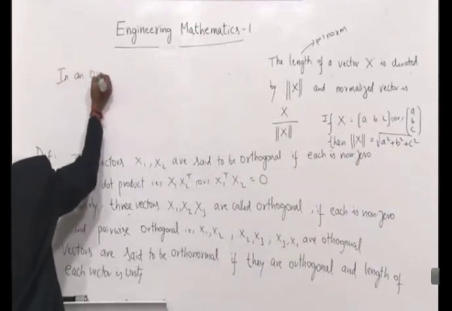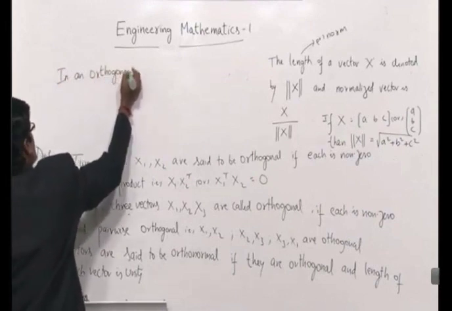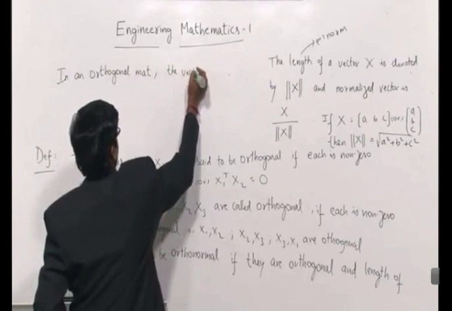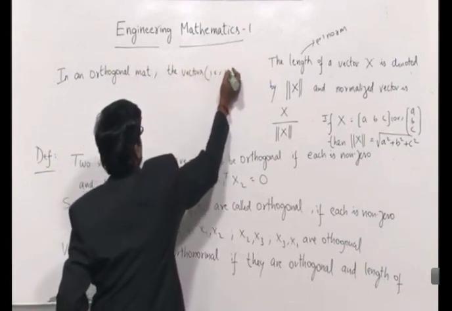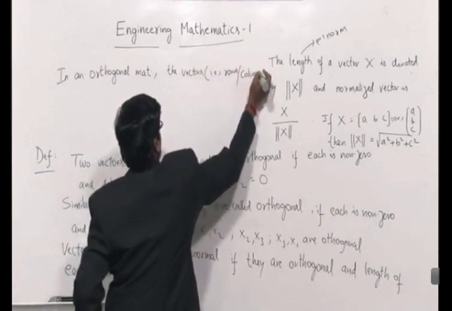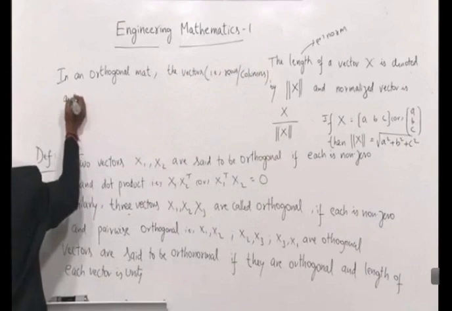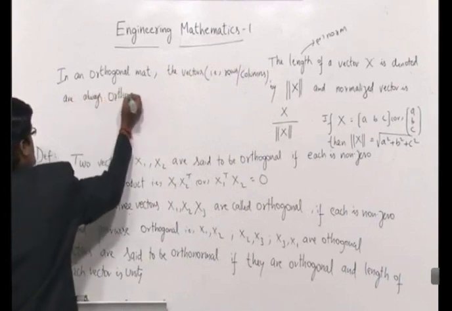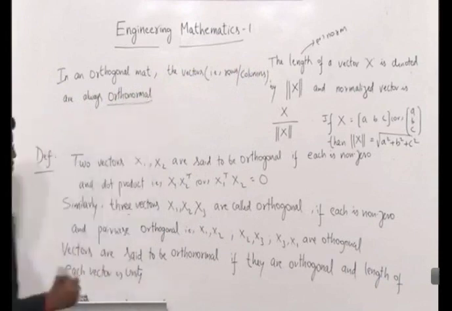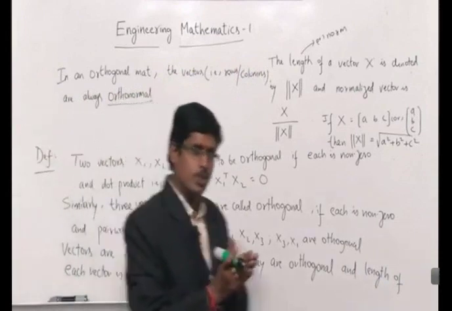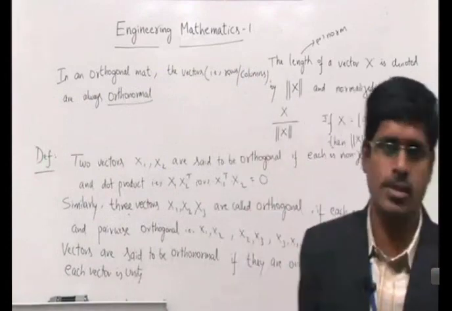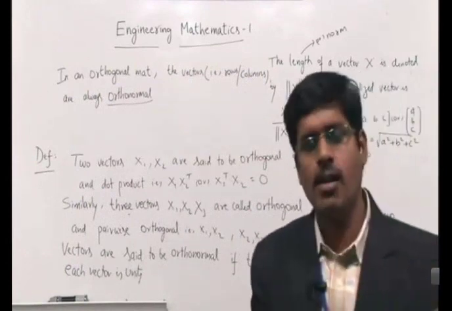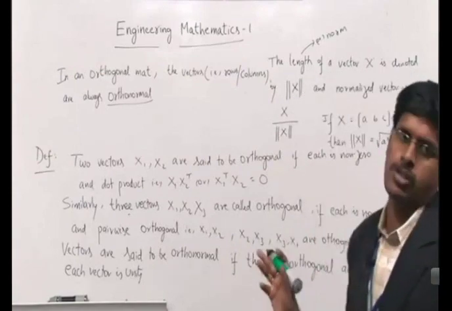This is a very important point. In any orthogonal matrix, the vectors, that means the rows or columns, are always orthonormal. What is orthonormal? Dot product of any two columns or any two rows is zero, and length of each column or each row is 1. When the two conditions are satisfied, it is called orthonormal rows or orthonormal columns, combinedly called orthonormal vectors. That is true in any orthogonal matrix.